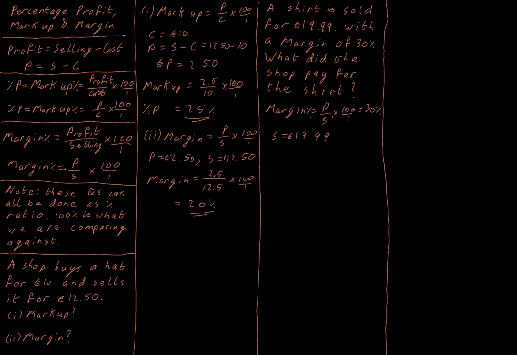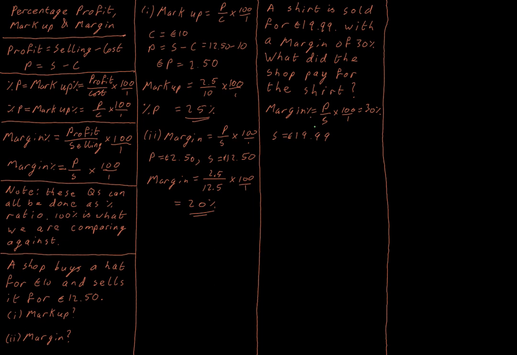So if I was unsure of how to get the final answer, what did the shop pay for the shirt, essentially the cost price of the shirt, I can still make progress, because if I write down my formula and what I'm given, I basically always have a formula that I'm able to sub into and solve for something. So that's what I'm going to do. I'm going to find my profit.